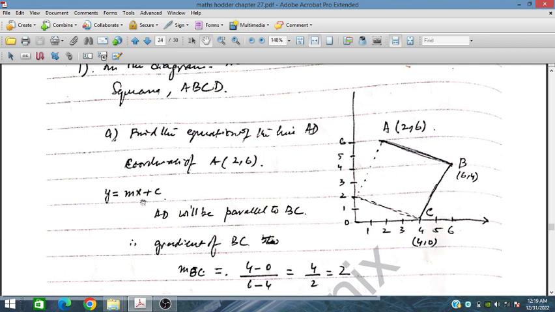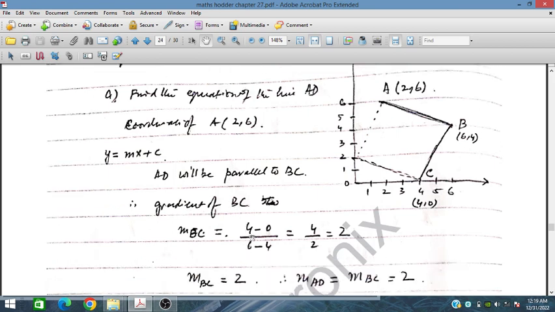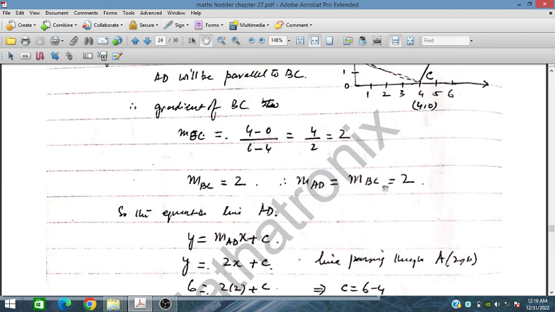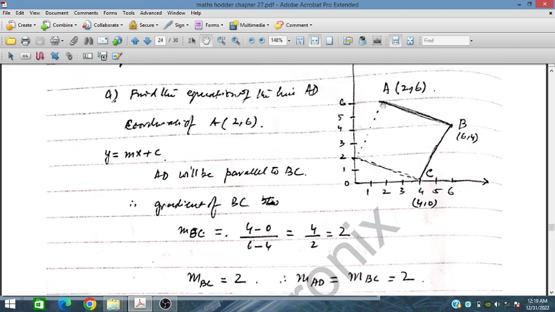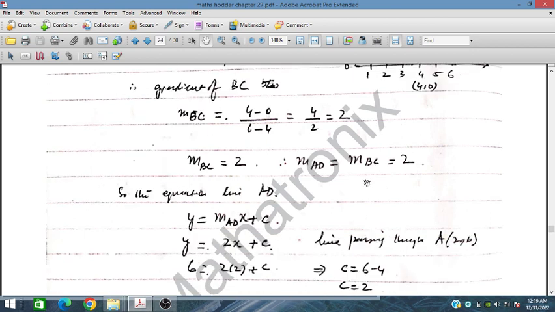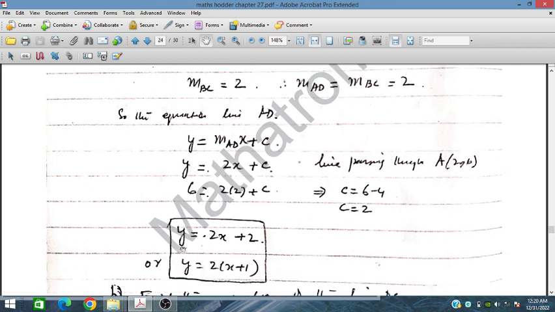So y equals mx plus c. The equation of AD will be parallel to BC. The gradient of BC is equal to 2, so the gradient of AD is equal to 2. The equation of the line AD is y equals m_AD x plus c, and AD passes through 2, 6. So we obtain the c value as 2. The equation of AD is y equals 2x plus 2, or 2 bracket x plus 1.